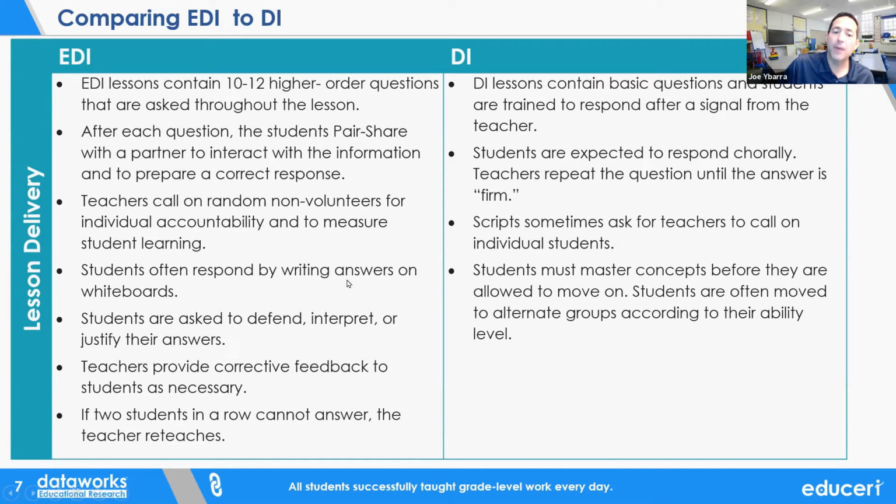Students often respond by writing answers on whiteboards. They respond orally. They write short answers on their whiteboard. And students are asked to defend, interpret, or justify their answers. So who was that earlier? I think it was Sam. Oh, Sam, yeah. Remember, your students looking at them like, look, you're going to have to explain why you chose that answer. That's the key to understanding it. Just showing me the answer is not enough. Why did you choose that answer? Can you justify it? Can you defend it?